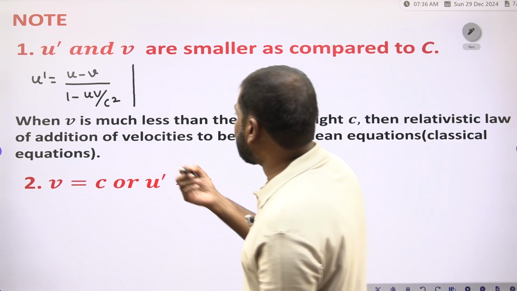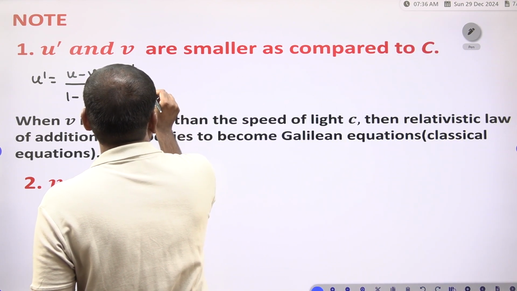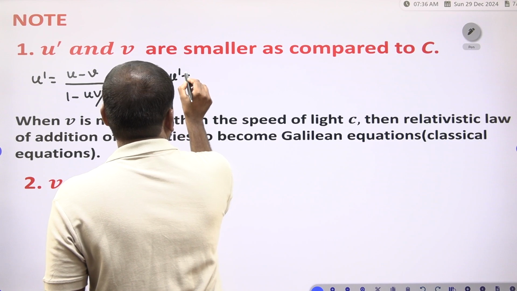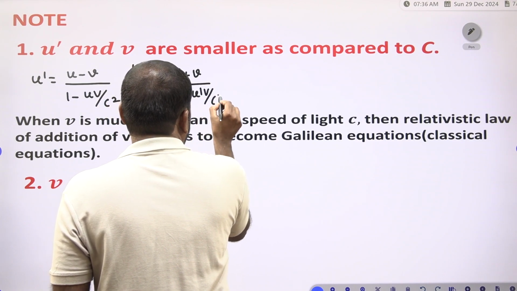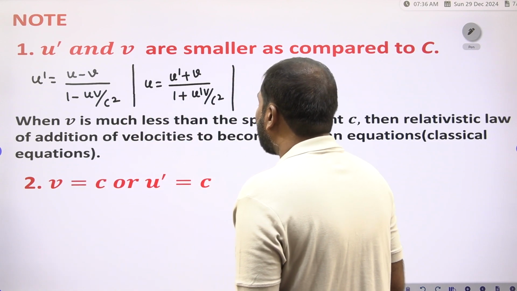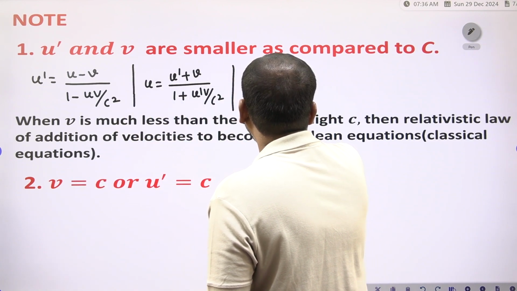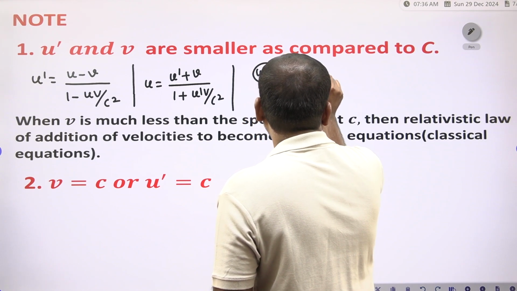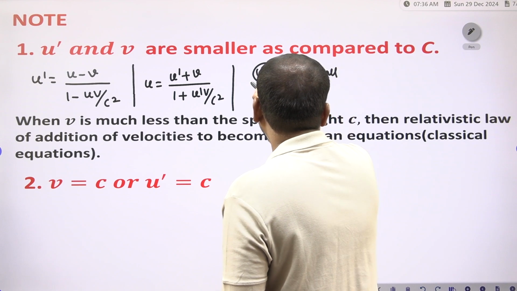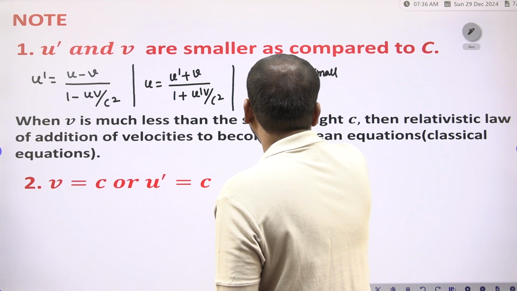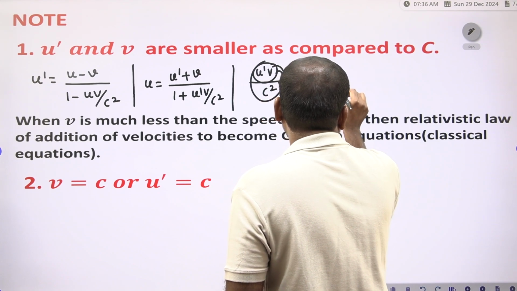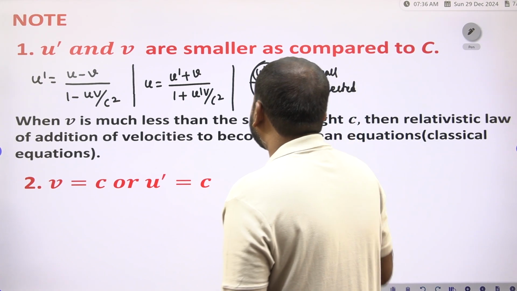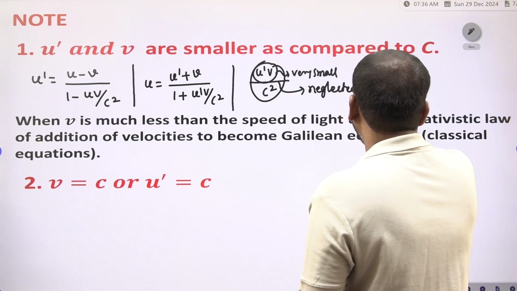So you have to take the inverse of this equation: u is equal to (u dash plus v) divided by (1 plus u dash v divided by c square). Now u dash is small and v is also small, so u dash v divided by c square becomes very small and gets absolutely neglected. So we neglect this value.